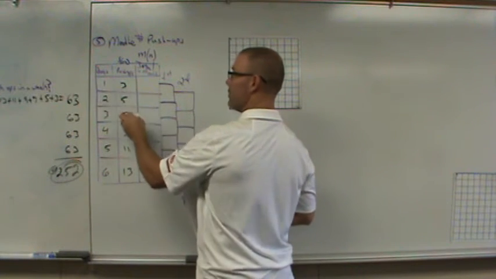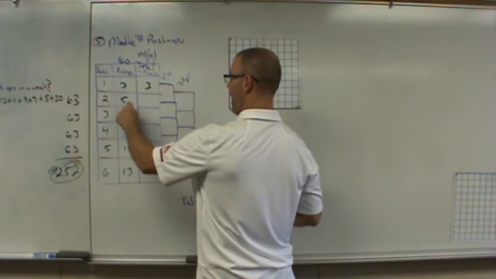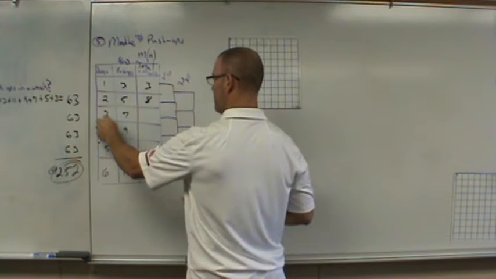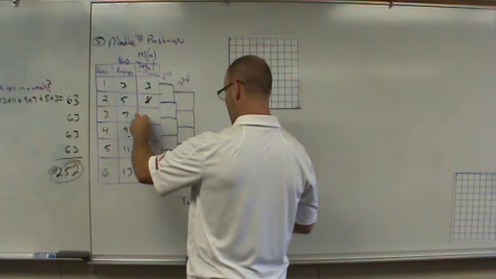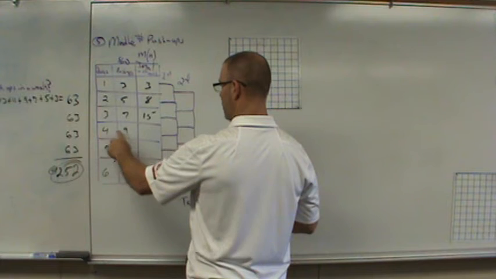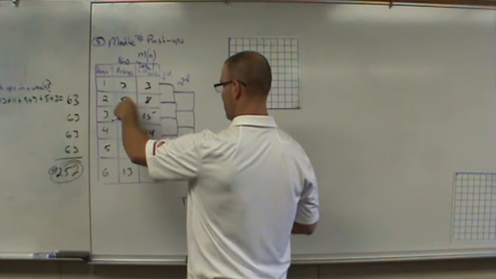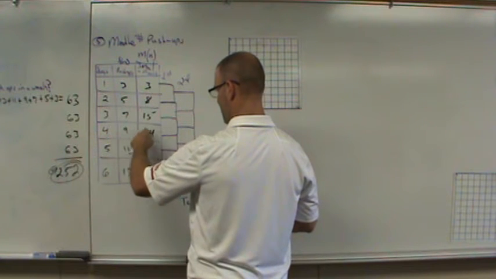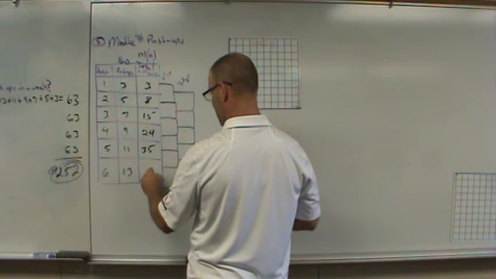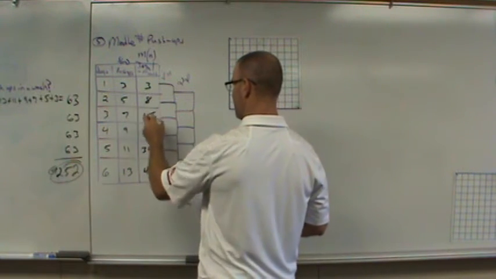Well, on day 1, he did 3 push-ups, so total he did 3. On day 2, he did 5 push-ups, but how many did he do total? 5 plus 3, which is 8. On day 3, he did 7 push-ups, but how many has he done total? 15. Day 4, he did 9, but he did 24 total. See the connection here? 3 plus 5, 8 plus 7, 15 plus 9, 24 plus 11 should be 35. 35 plus 11 should be 48. Hopefully you see that connection and how that worked out.